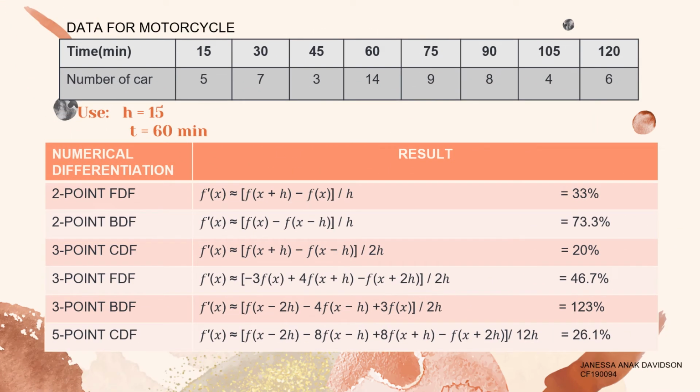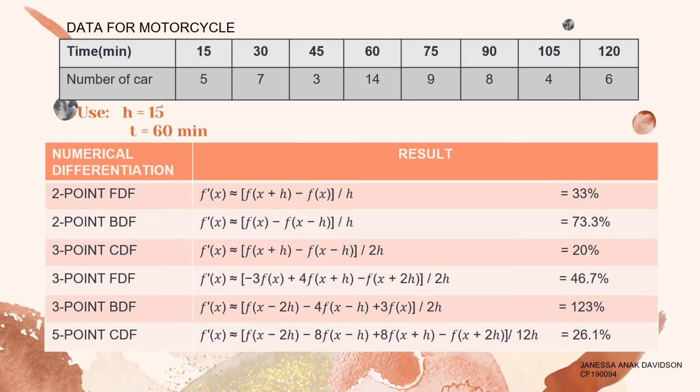Now we are doing the calculation of data for motorcycles. Again, we use h equal to 15 and t equal to 60 minutes. For the numerical differentiation, the first one, the 2-point forward difference formula, FDF, the result is 33%. The 2-point backward difference formula, BDF, the result is 73.3%. The 3-point central difference formula, CDF, the result is 20%.